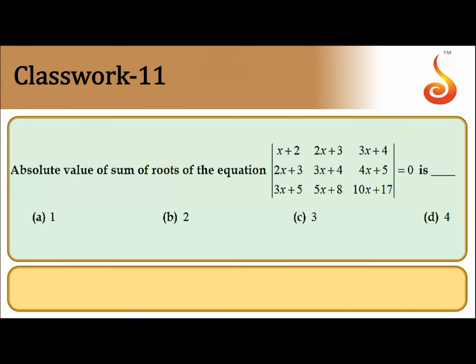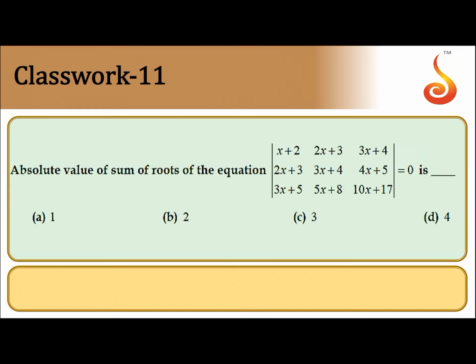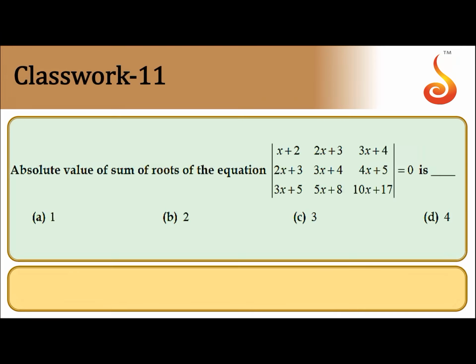R3 also changes, subtracting it. Of course, I think it is better you subtract R3 first. So we'll be writing R3 subtracted from R2, and then later you change R2 like R2 minus R1. Thereby delta is equal to the determinant, keeping the first row as it is: x plus 2, 2x plus 3, 3x plus 4. Second row: x plus 2, then 3x plus 5 minus 2x plus 3.